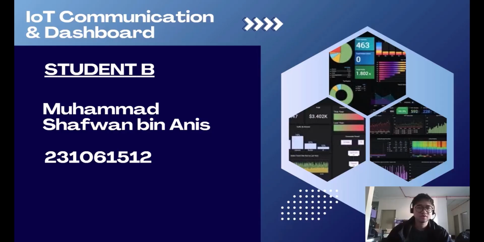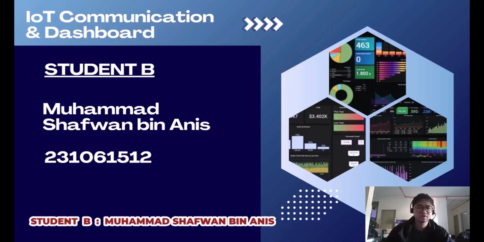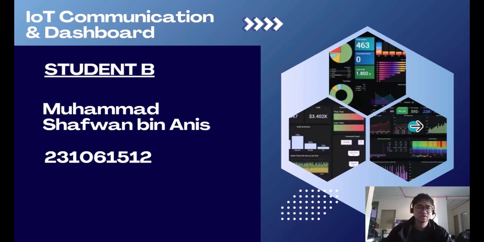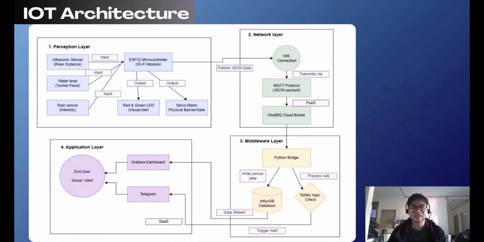I'm student B. My name is Muhammad Shafwan bin Anis, matric number 231061512. So this is the overall IoT architecture for the system, which consists of the perception layer, network layer, middleware layer, and also the application layer. So let's go one by one.